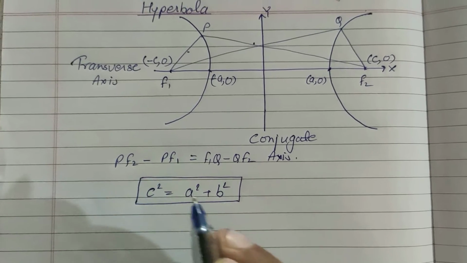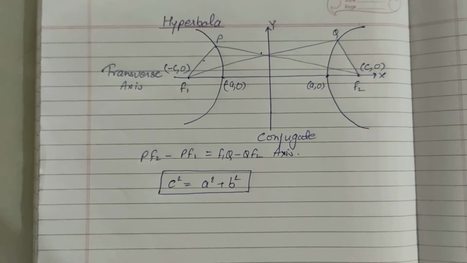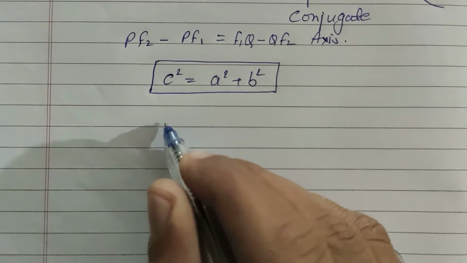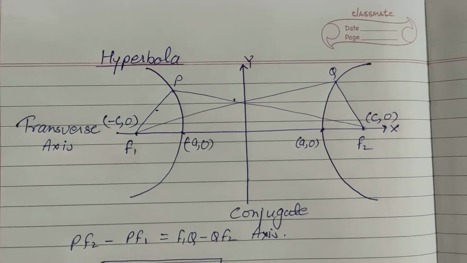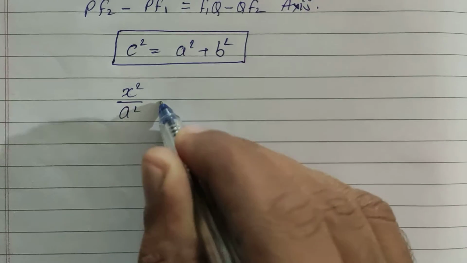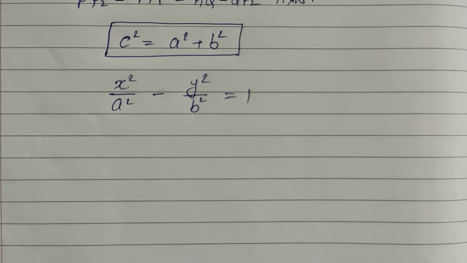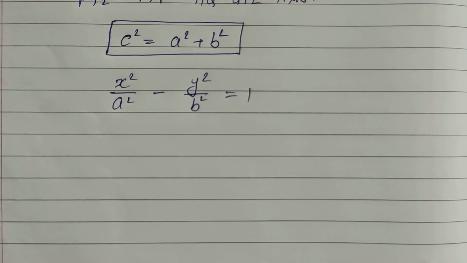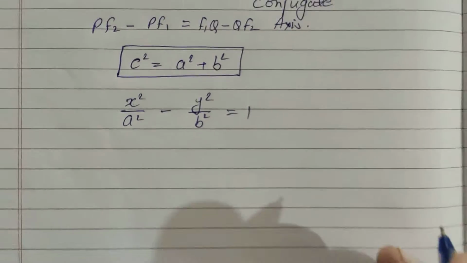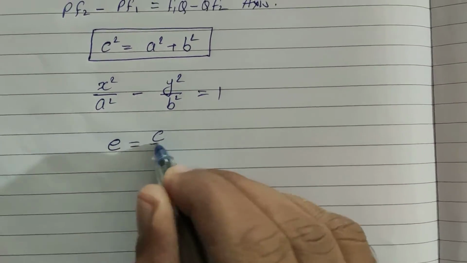In the ellipse it was a square equals b square plus c square. In the hyperbola it is c square equals a square plus b square. The equation of the hyperbola, when the major axis is the x-axis, is x square upon a square minus y square upon b square equals 1. Then the eccentricity of the hyperbola is c upon a.